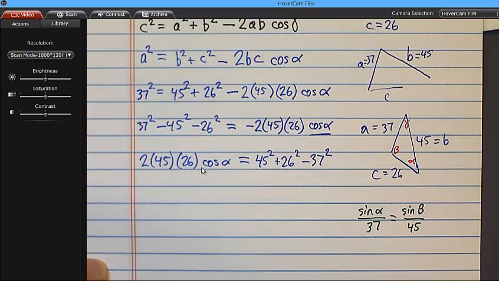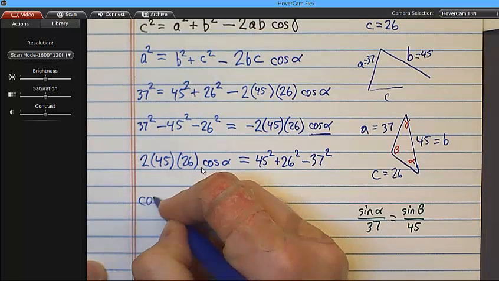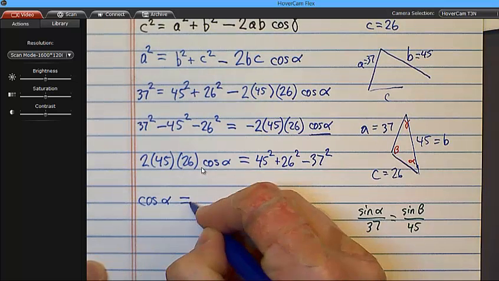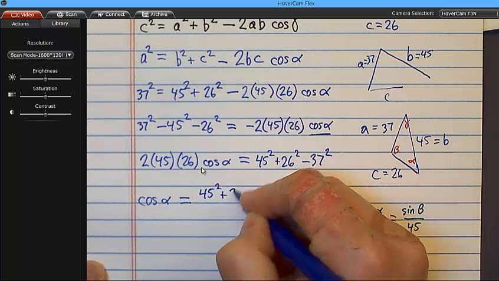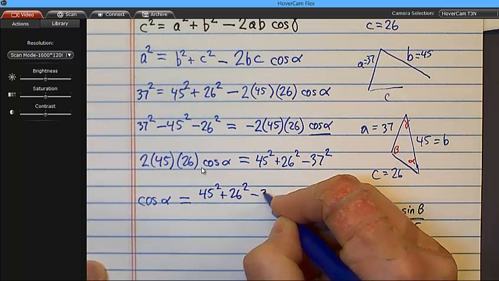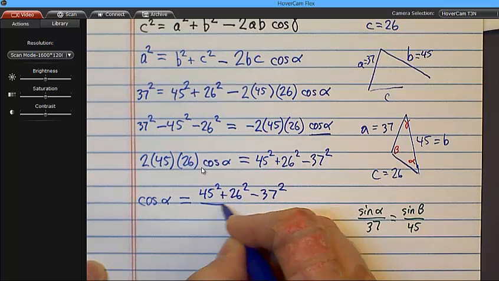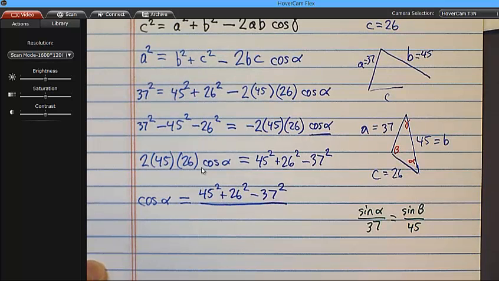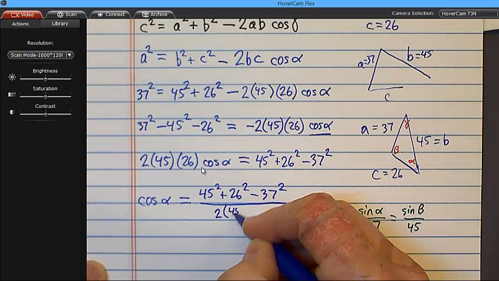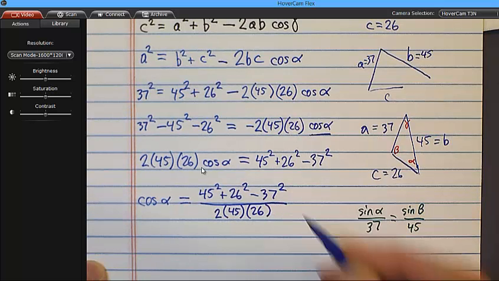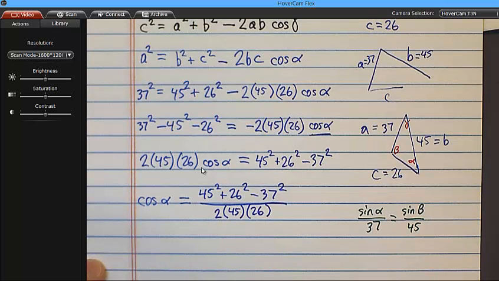So now if I want a final answer, I can say, well, the cosine of alpha is equal to whatever 45 squared plus 26 squared minus 37 squared is, and then I'm going to divide by what? 2 times 45 times 26, right? I mean, that's what it is.